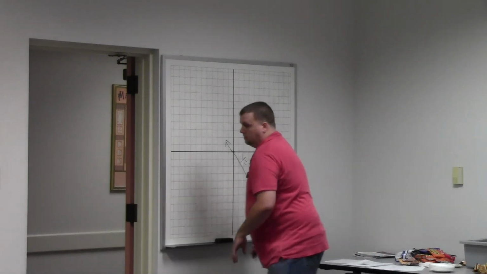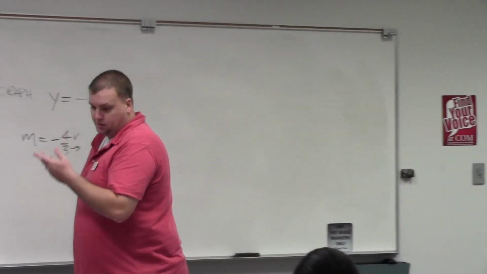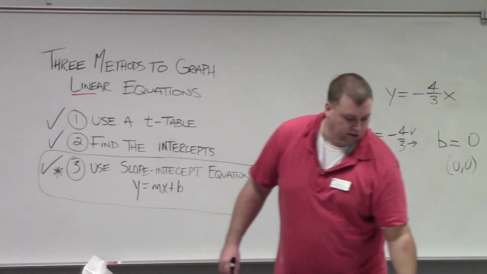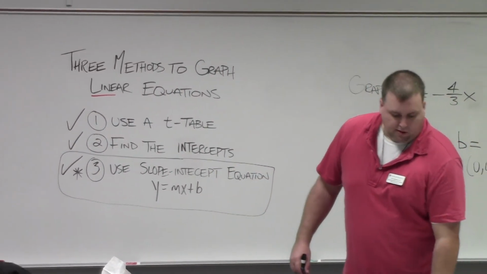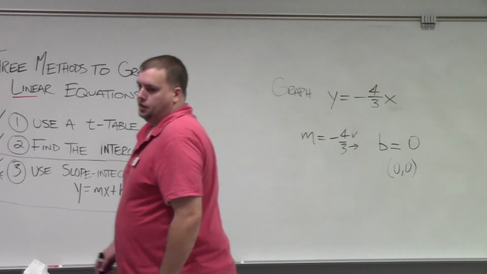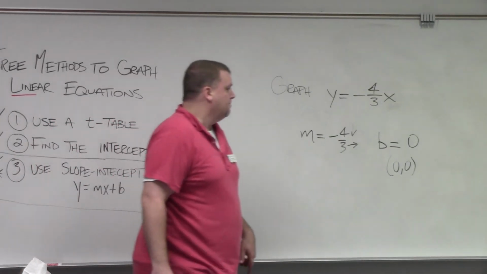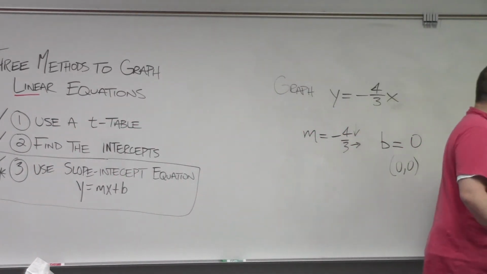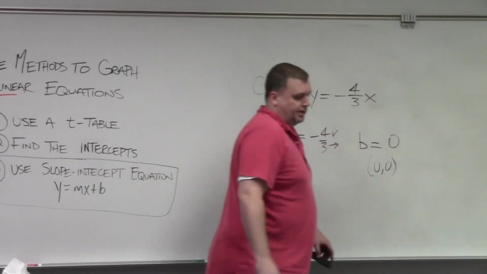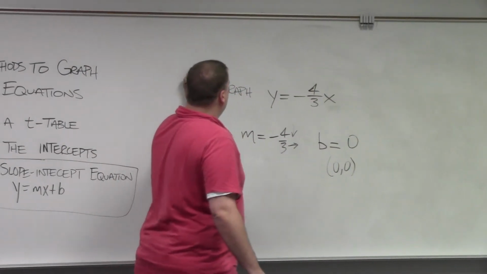Now, there's a couple things in the last page. All the lines we've been dealing with have slants to them because they have some kind of slope involved. But there are vertical and horizontal lines. You need to know how to recognize those as well. Those are the ones that are a little bit different than the rest.